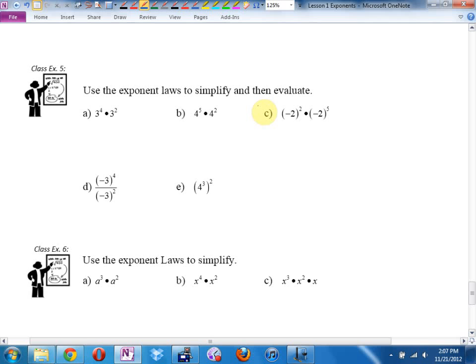All right. Example 5 says, use exponent laws to simplify and then evaluate. 3 to the 4th times 3 squared is 3 to the what? Or 9 times 9 times 9. Okay, this is a bit big to do in my head, so now we better find out where our exponent button is on our calculator.